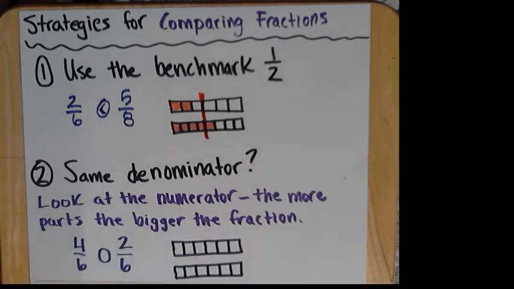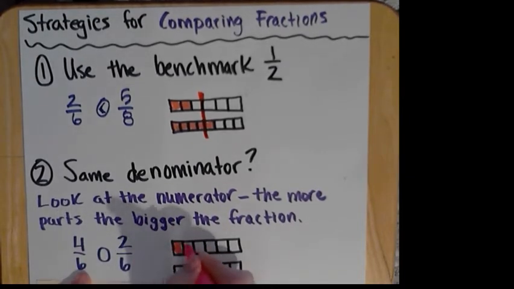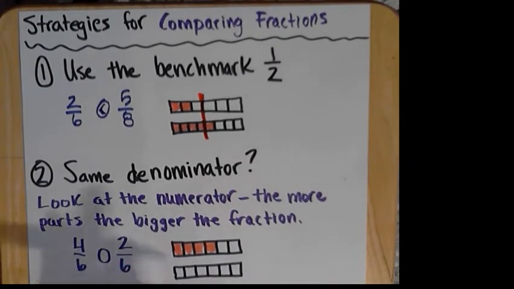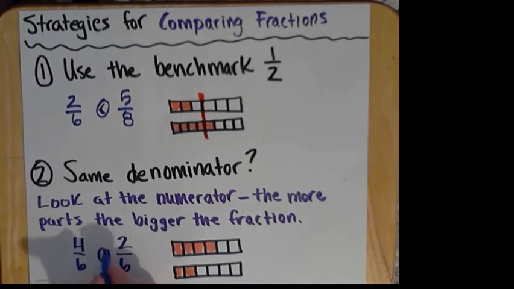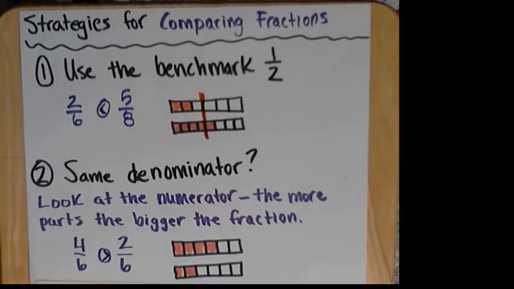And so let's take a look at this with the models. These both have 6 total parts. So I'm going to first model 4/6. So I'm going to shade in 4. 1, 2, 3, 4. Now we're going to model 2/6. 1, 2. They have the same denominator. That means we have 6 pieces here, 6 pieces here. And now we can go, oh, 4 parts is bigger than 2 parts. And that tells us that 4/6 is bigger than 2/6. All right, now we're going to look at our third and final strategy.